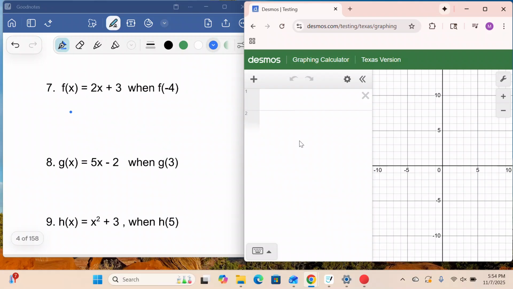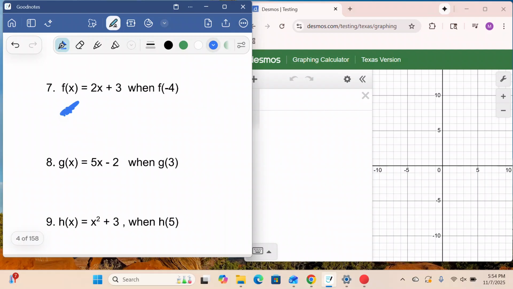So once again, we are going to be looking at functions. So we're going to start with problem number 7. So as we look at our first problem, we are going to say, evaluate the function f of x is equal to 2x plus 3 when f of negative 4. So we're going to evaluate the function for x is equal to negative 4. So the first thing we have to understand is that the x value is equal to negative 4. Because if we look at this function right here, f of negative 4 is the same as x equals negative 4.